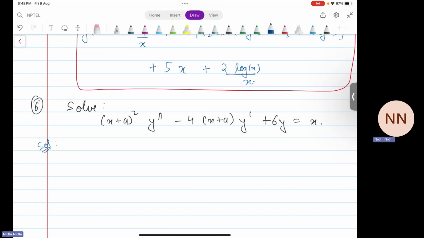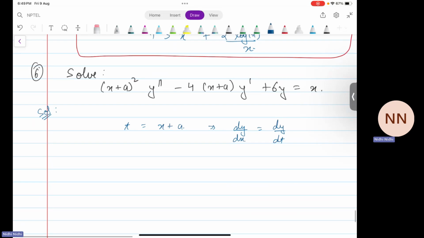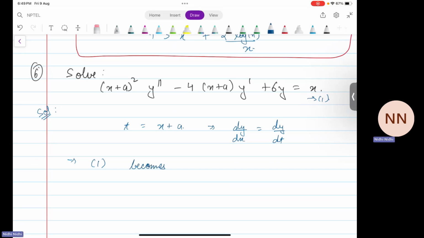Now to follow the same method as done in the previous question, we'll start with the substitution t = x + a. So that would give us dy/dx = dy/dt. In that case, our equation first becomes t² y'' − 4t y' + 6y = t − a.